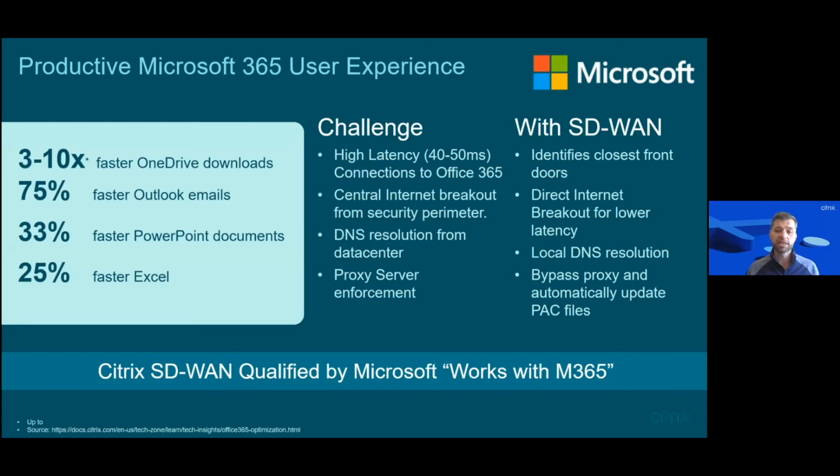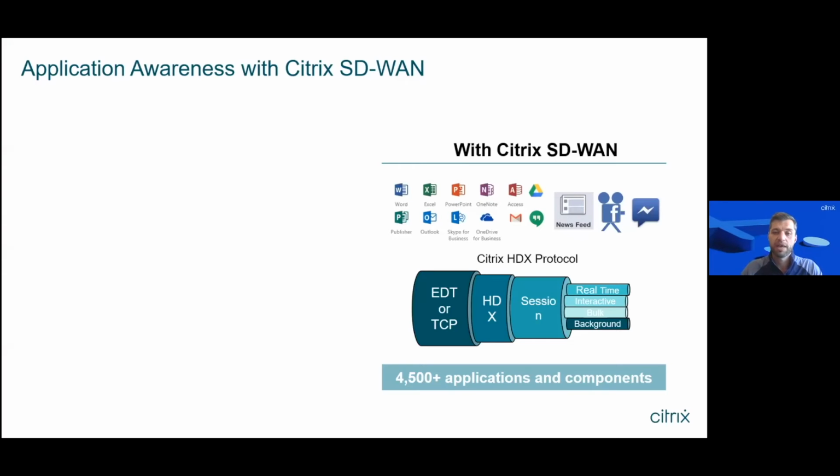And so with this integration, the majority of the users were now within a 30 millisecond window of an Office 365 front door, pardon the pun, giving them 3 to 10 times faster downloads, 75% faster Outlook performance, 33% faster PowerPoint, and 25% faster Excel. And this application-driven behavior is not limited only to Microsoft applications.